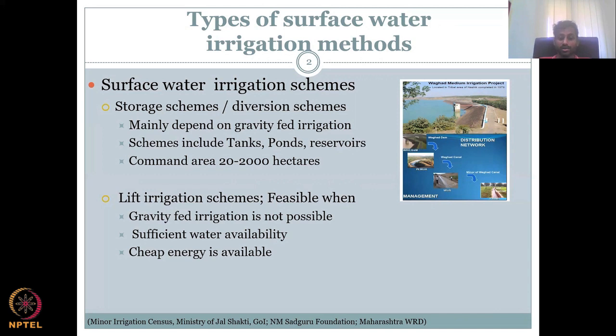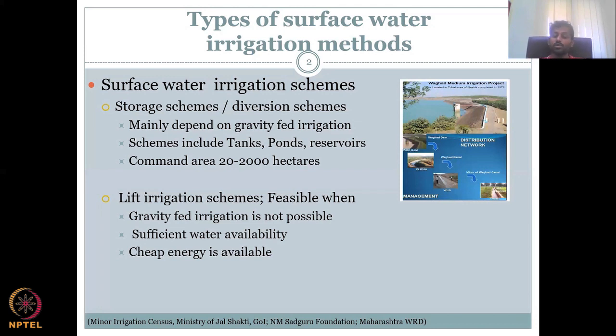Lift irrigation schemes are another type of surface water irrigation scheme. It is feasible when gravity-fed irrigation is not possible. Let's think about it. Why would gravity not work? You have water, you've stored the water, and then you put a pipe. Why would it not work? This would not work when your command area is below the water, which is for your normal schemes. But what if the water has to be supplied to a land above the dam? That is when you cannot have gravity, because gravity doesn't push your water from a high potential to a higher potential. So you need energy.